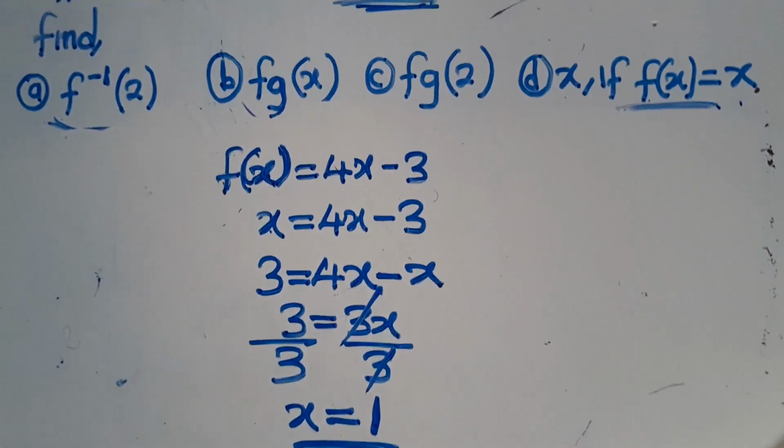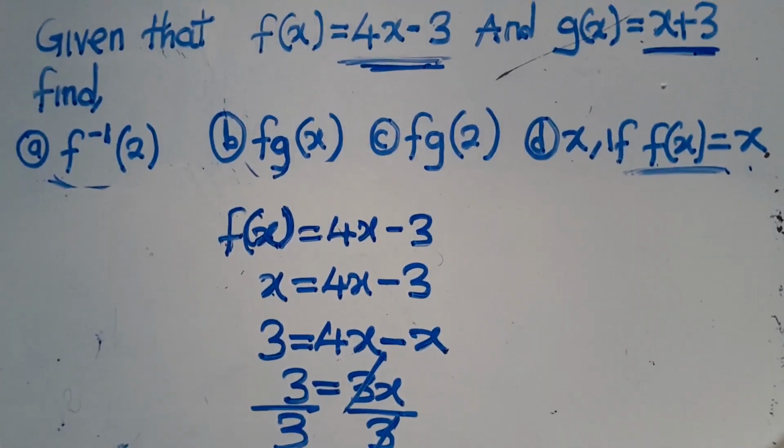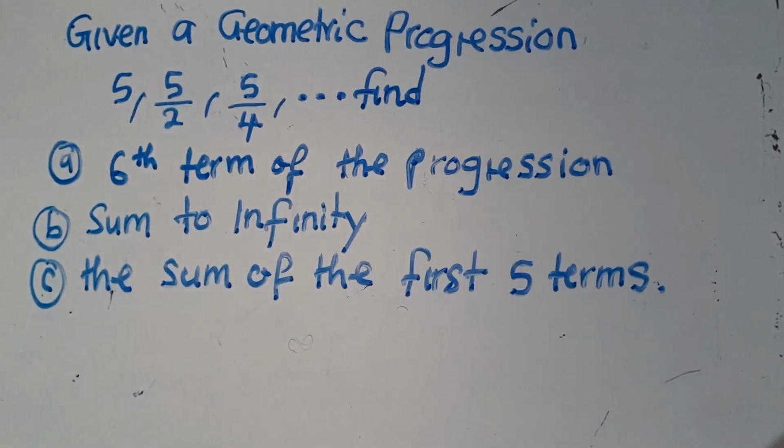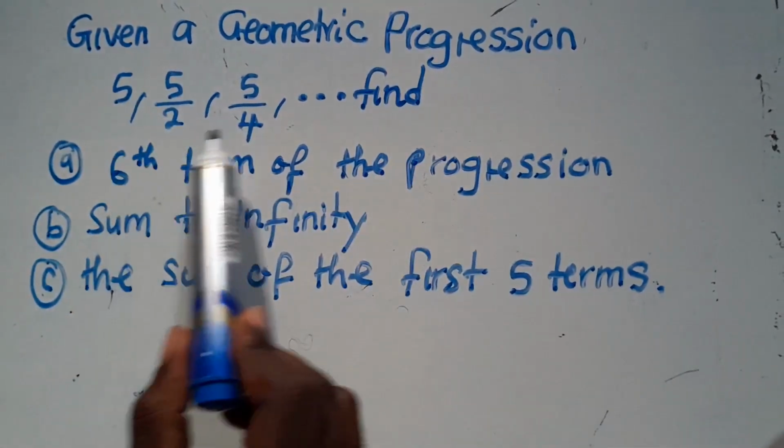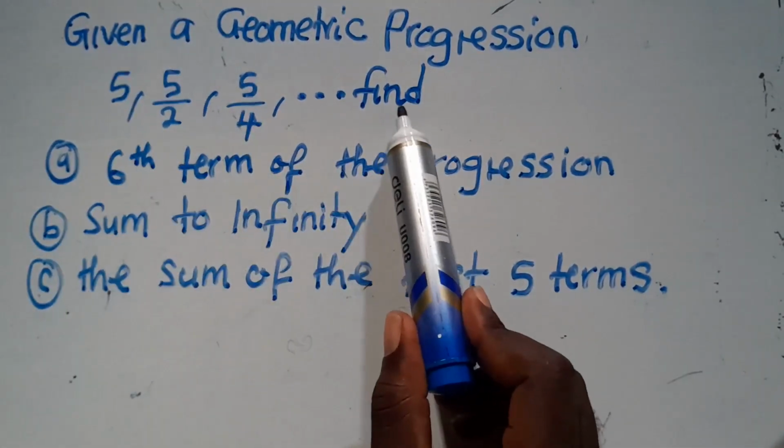Hope you are able to see how we've answered these questions. Let us now move to question number 2. So this is question number 2. Let's see how we are going to answer this question. It is saying that given a geometric progression, this is a geometric progression which is given here.